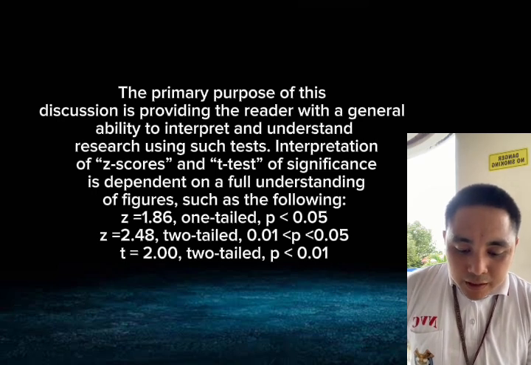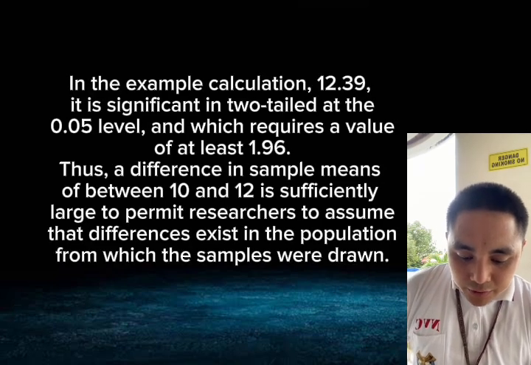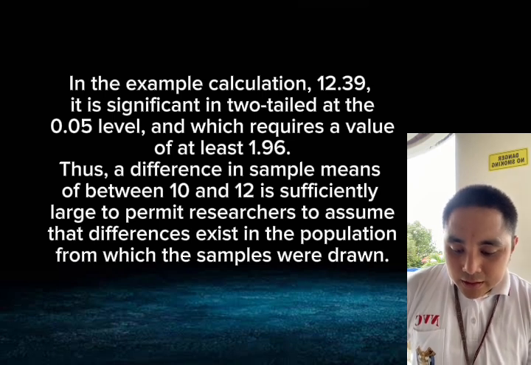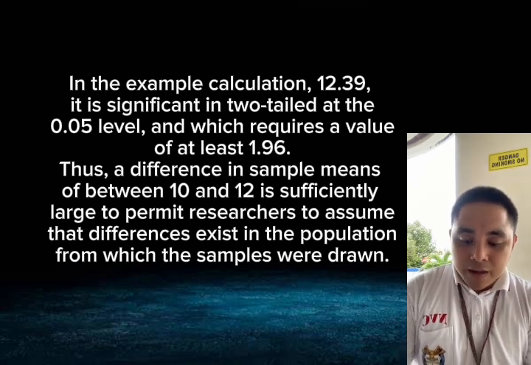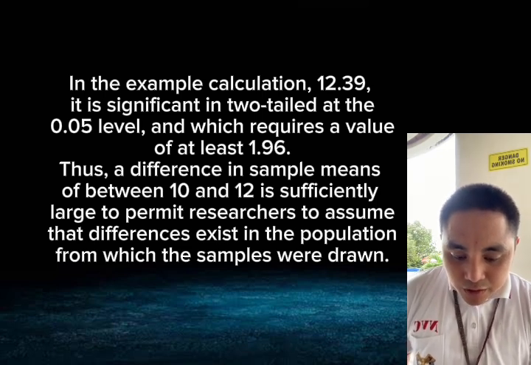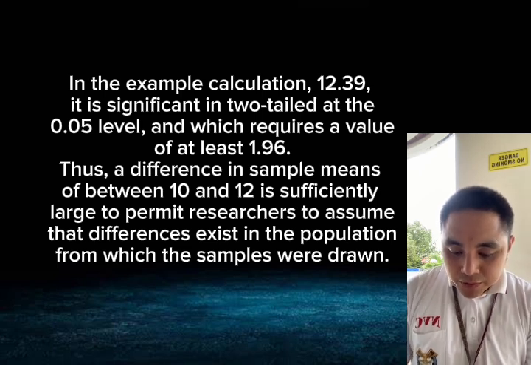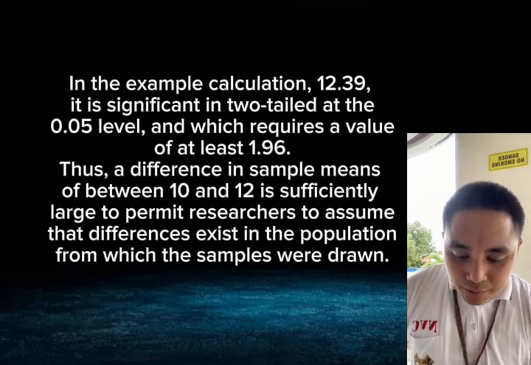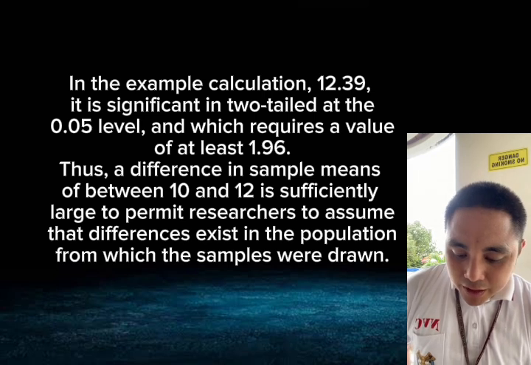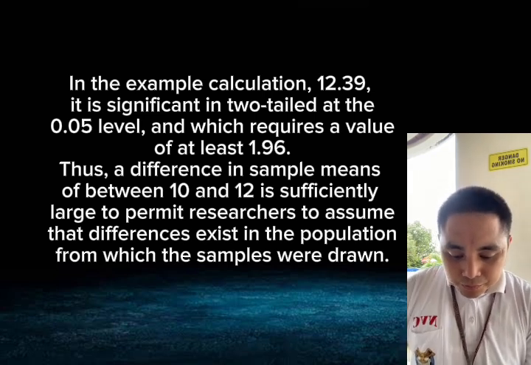Difference of mean analysis or t-test. In the sample calculation, 12.39 is significant in a two-tailed test at the 0.05 level, which requires a value of at least 1.96. Thus, a difference in sample means of between 10 and 12 is sufficiently large to permit researchers to assume that a difference exists in the population from which the samples were drawn.